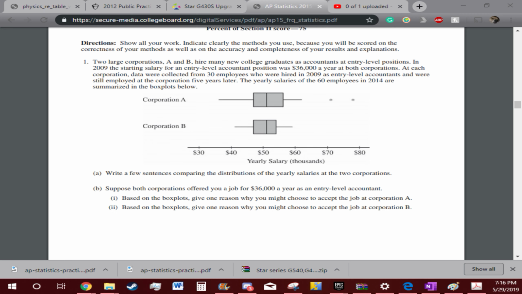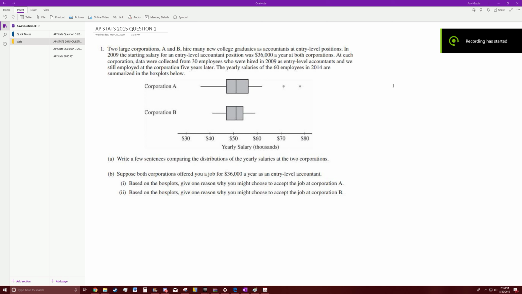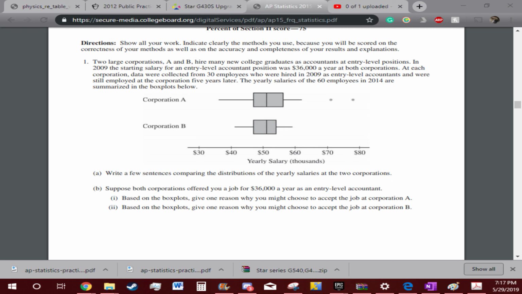Alright, so we're looking at AP Stats 2015, question number 1. Two large corporations, A and B, hire many new college graduates as accountants at entry-level positions. In 2009, the starting salary for an entry-level accountant position was $36,000 a year at both corporations. At each corporation, data were collected from 30 employees who were hired in 2009 as entry-level accountants and were still employed at the corporation 5 years later. The yearly salaries of 60 employees in 2014 are summarized in the box plots below.